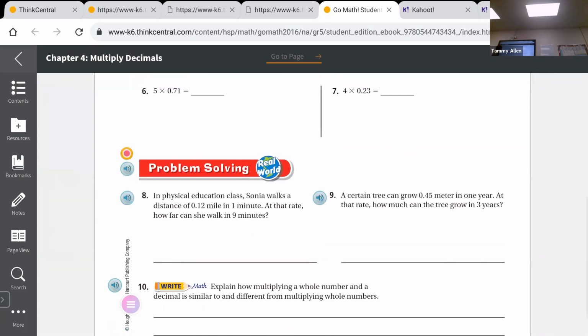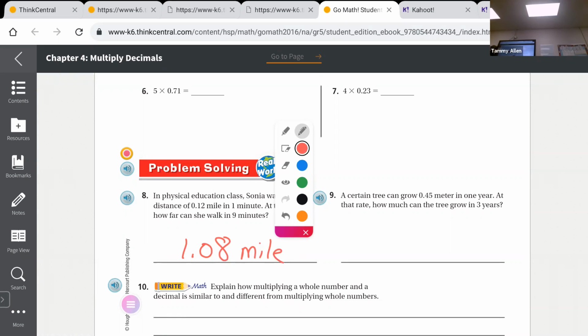As we take a look at number 8, she walks a distance of 12 hundredths mile in 1 minute. She wants to do that for 9 minutes, so we need 9 groups of 12 hundredths. What did you end up with? You end up with what? And your label? Questions on that? You would have one whole 10 by 10 grid and then 8 boxes on the next one. Your question? I can't hear you. Okay.